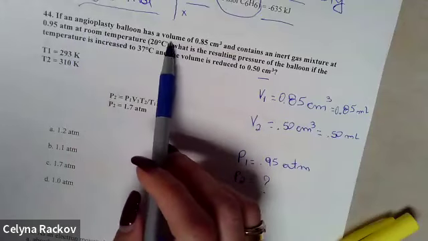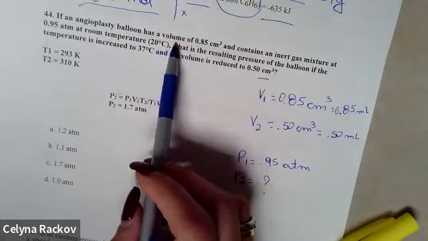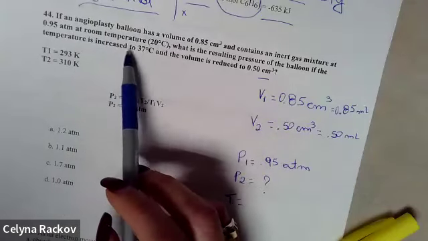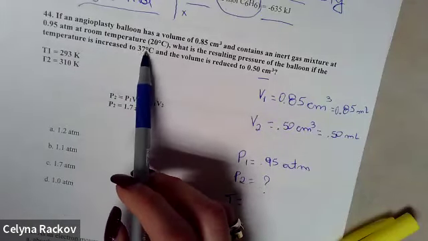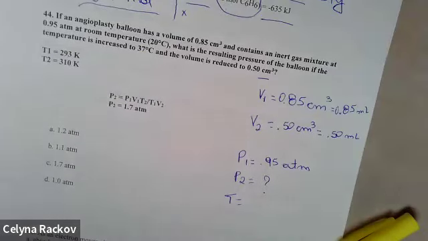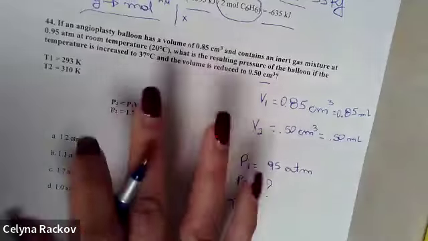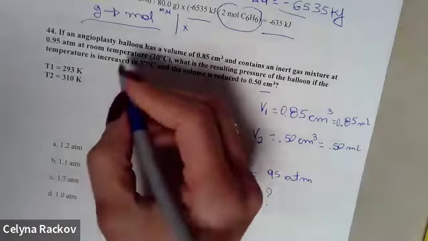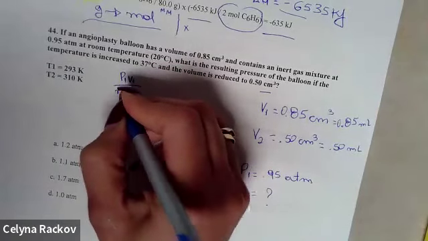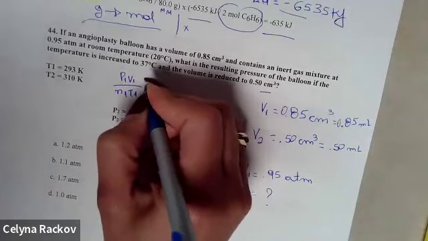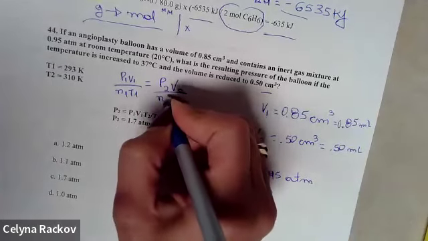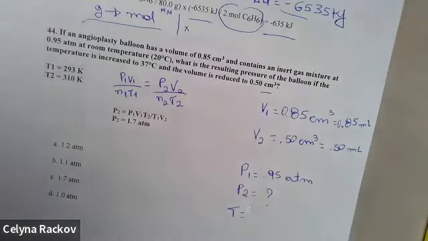So 20 degrees Celsius in Kelvin will be 293 Kelvin. And 37 Celsius to Kelvin is going to be 310 Kelvin. So now you are going to use it. Initially, the combined law will be P1 V1 n1 T1 equals P2 V2 n2 T2.